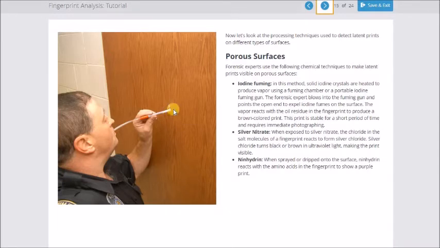So you blow that stuff across there. I guess that's what this guy's doing. I don't know how healthy that is, but it works. And then you take a picture of it real fast, and then you have your print. It was invisible until you blew this iodine vapor across it. Okay.